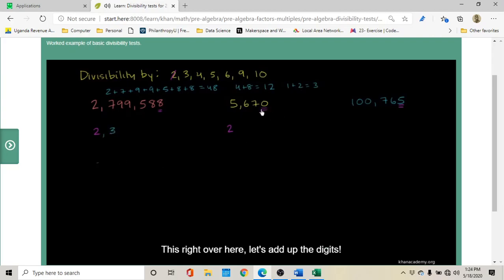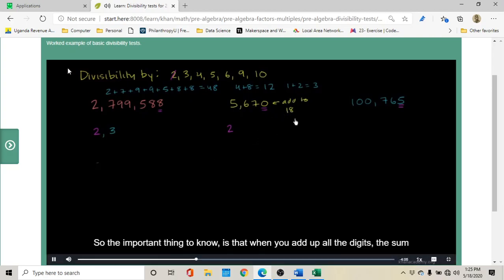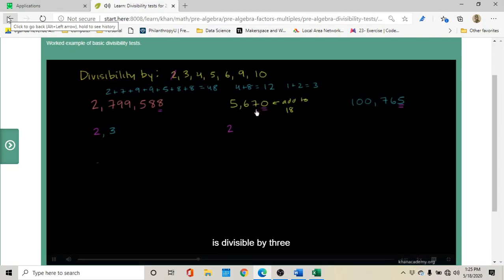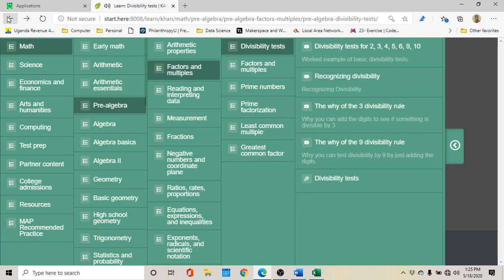This right over here, let's add up the digits. And we can do this one in our head pretty easily. 5 plus 6 is 11. 11 plus 7 is 18. 18 plus 0 is 18. And if you want to add the 1 plus 8 on the 18, you get 9. So the digits add up to 9. They add to 18, which is clearly divisible by 3 and by 9. So the important thing to know is when you add up all the digits, the sum is divisible by 3.